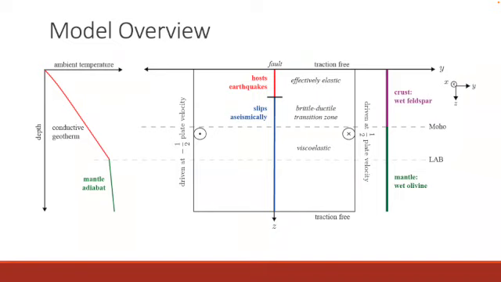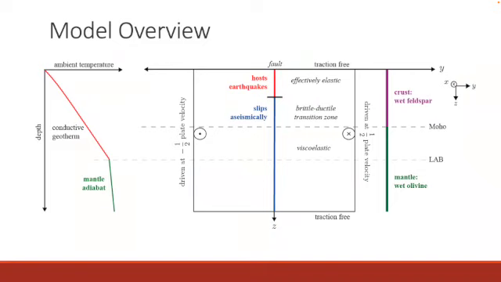The fault is governed by rate and state friction. The shallow portion of the fault is velocity weakening and hosts earthquakes, and the deeper portion is velocity strengthening and is able to slip aseismically. Earthquakes will nucleate at the velocity weakening to velocity strengthening transition.